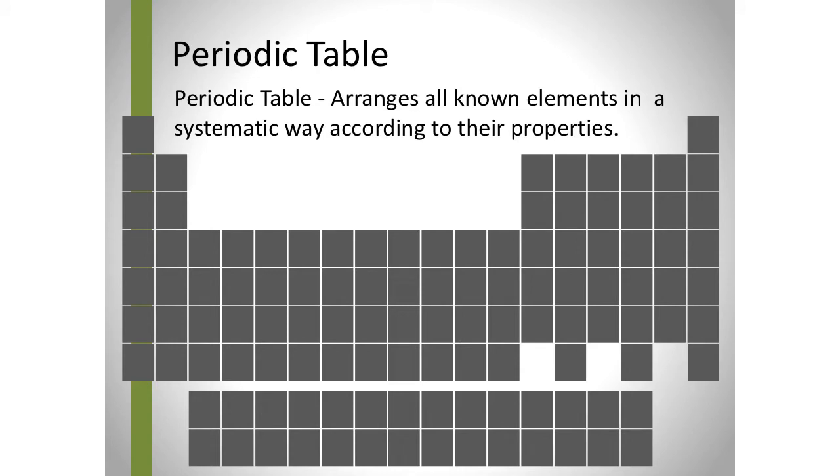So the periodic table arranges all of the known elements in a very systematic way according to their properties. So we will be looking at various properties throughout the unit and how these properties change as you either move down the table or across the table. Again, by the time we get to the end of the unit, we will be very good at predicting properties of the element just based upon where it is located on the table.